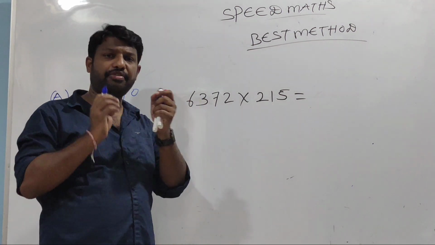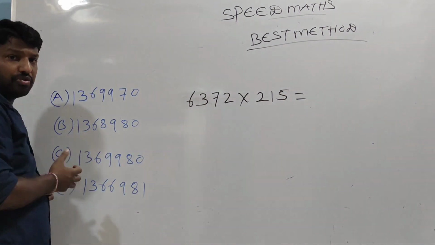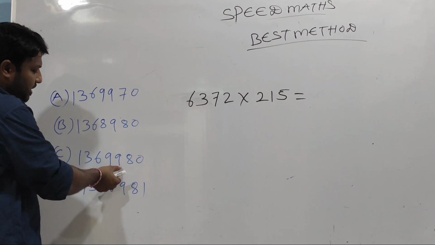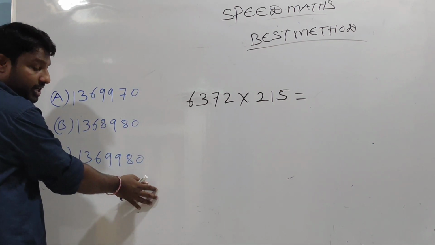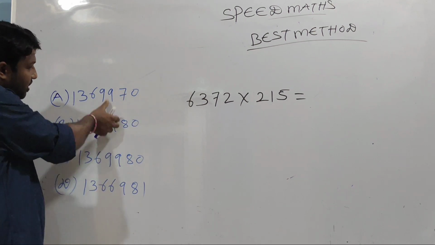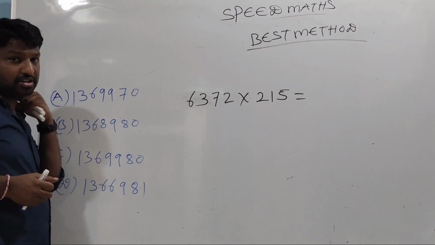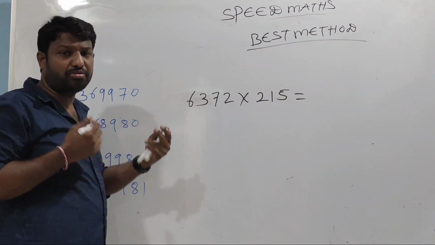So what I will do is I will find up to only the 4th digit. I won't find the total, because in these options the last digit is the same. Next two digits, here 8 is there, here 7 is there. Here the third digit is 9, 8, 9. So it is different. So I will find up to the 4th digit, then I can know my answer.